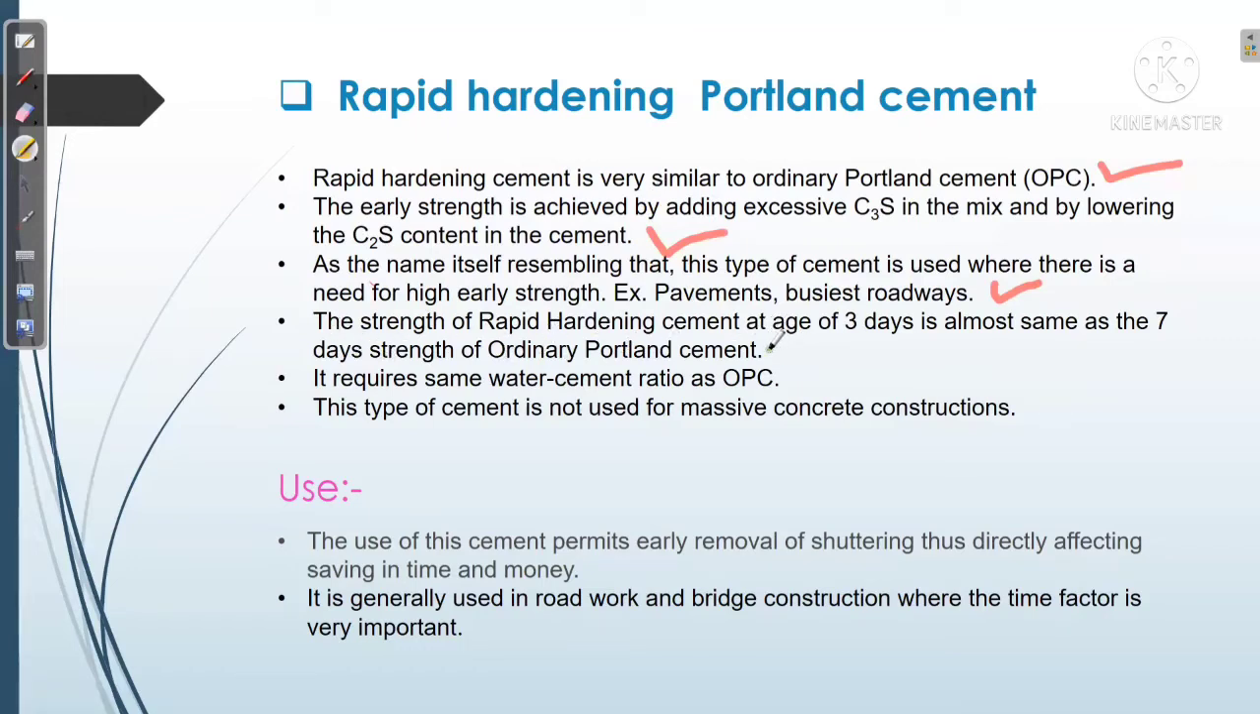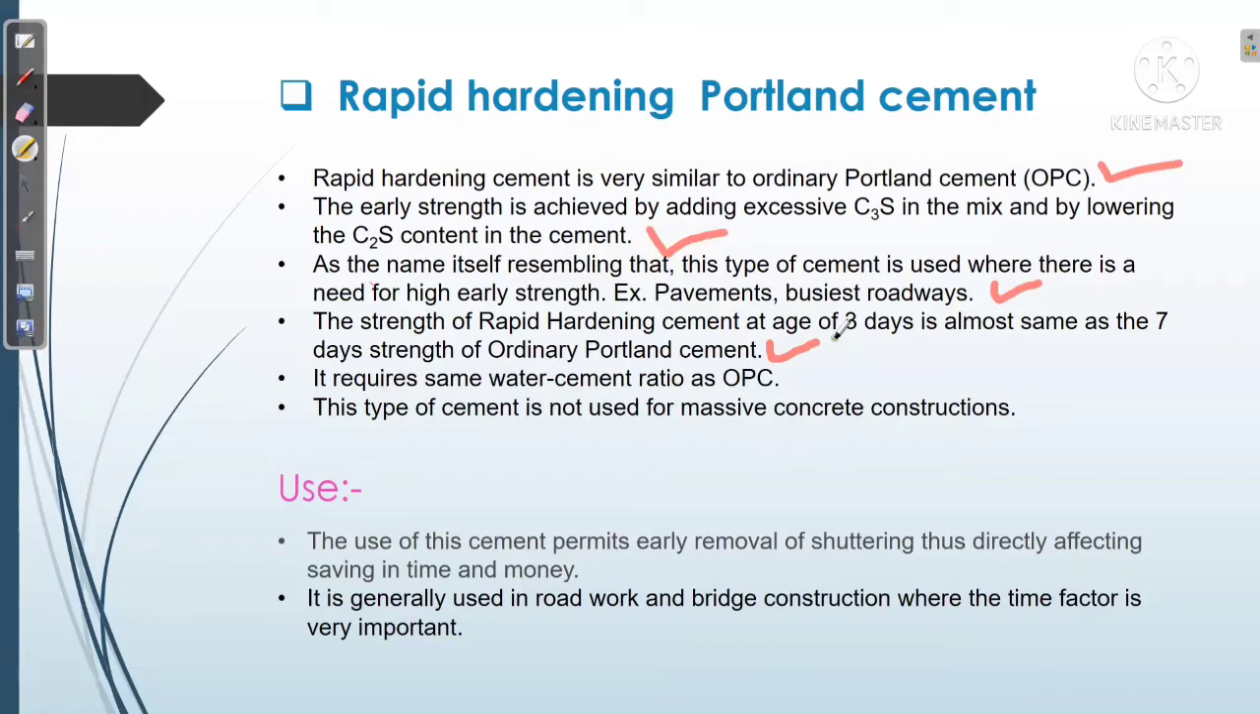The strength of rapid hardening cement attained at the age of 3 days is almost the same as ordinary Portland cement, which attains that strength at 7 days. So 3 days and 7 days, you can compare the strength. We attain it at 3 days, whereas in Portland cement we need 7 days to attain the same strength. So that is one more advantage because of which we should use this kind of cement.